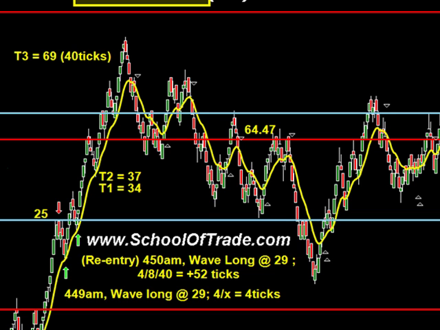So got off to a good start here, right? 52 ticks plus 4, that's 56 ticks at $10. That's $560, right, on a 3 contract account. Pretty good way to start our morning.